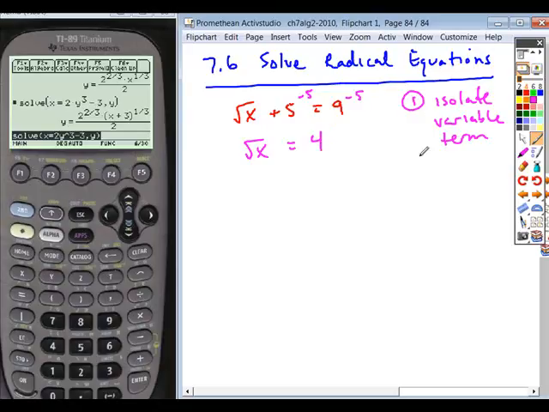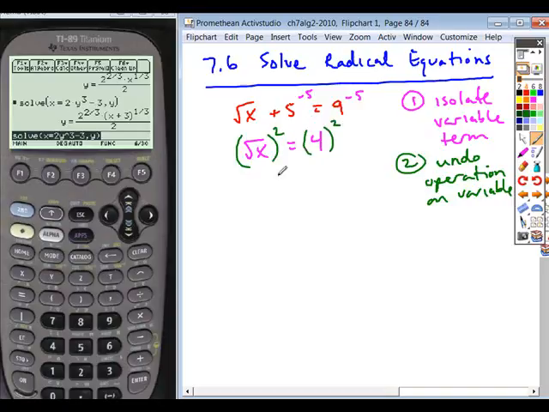Okay, and now we undo whatever operation is performed on the variable. And now again, because we've expanded what's done on those, right? Before you guys have just done multiply, divide, add, subtract, but now we might have to square root, cube root, we might have to square, cube, and take to some rational power, but you're going to undo whatever that operation is. So to undo a square root, we square, and so we get x is equal to 16.